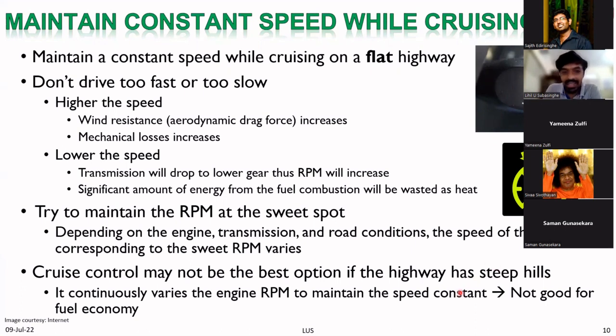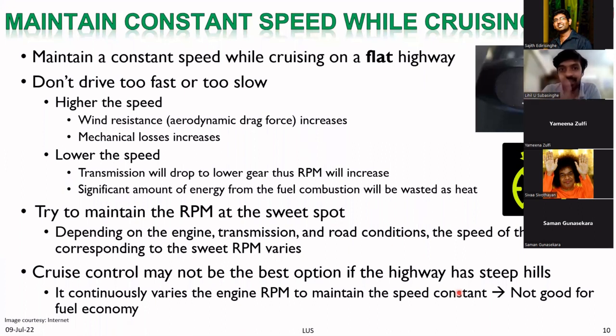The thing is, if the highway has very steep hills, like you need to go up a very steep hill, and you have set the vehicle speed to a particular value, then when you try to go uphill on the highway, the engine will automatically increase the RPM in order to maintain the speed at 70 kilometers per hour, whatever the value that we set, because we are climbing a hill. The cruise control system will automatically increase the engine RPM in order to maintain the speed. You set it to the sweet spot, but the cruise control system automatically increased the RPM. That means the fuel consumption will again be increased.